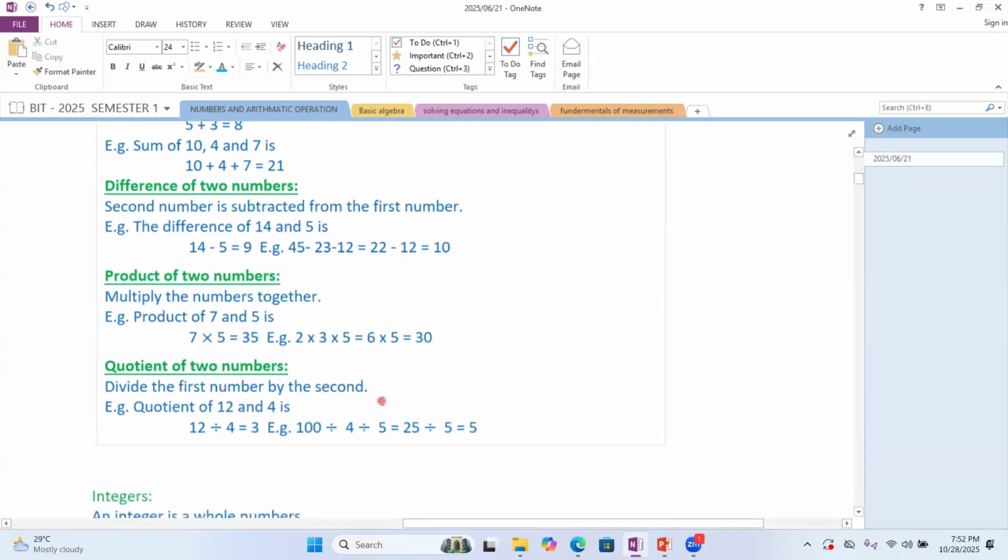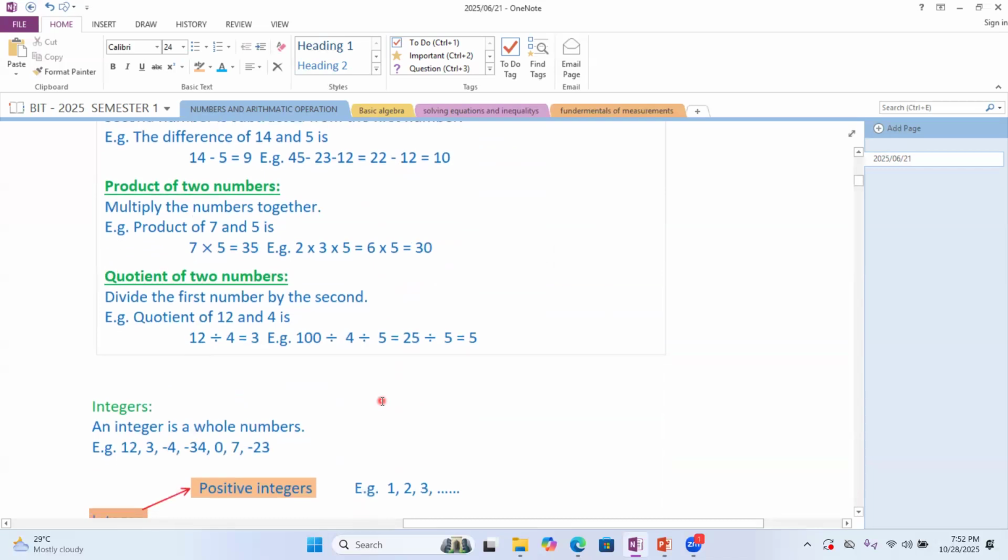Right. Next, integers. What are integers? What do you mean by integers? An integer is a whole number. Integers are whole numbers, with positives and negatives.